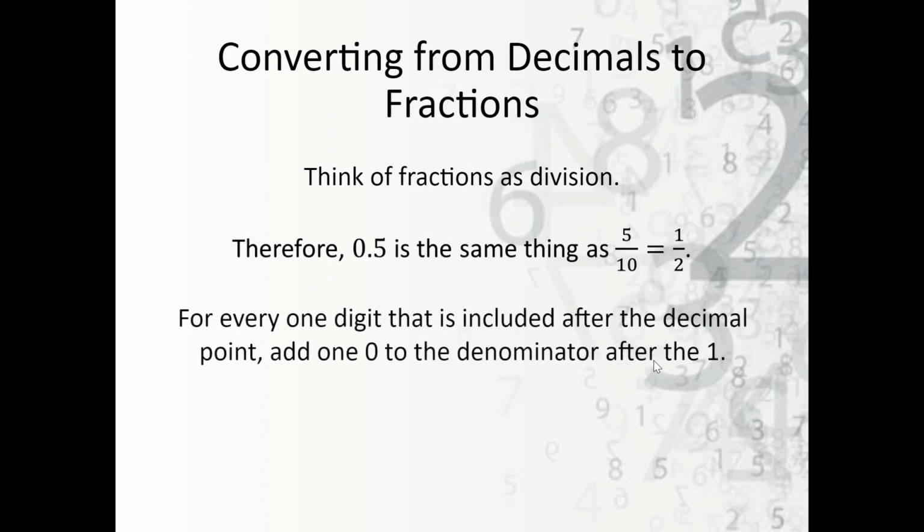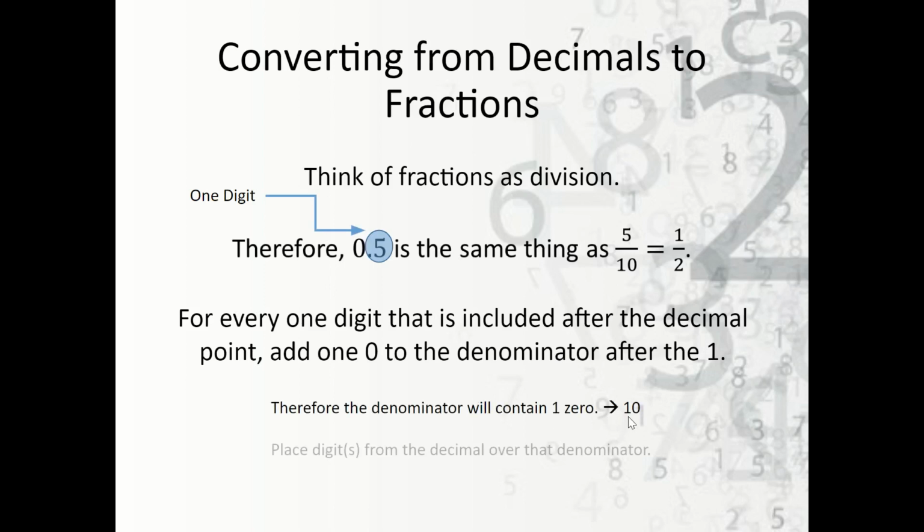So for every one digit that is included after the decimal point, add a 0 to the denominator after the 1. There's one number after the decimal point, so I know I'm going to have 1 0. So my denominator would be 10. And then I place this digit over the denominator, so it would be 5 over 10.